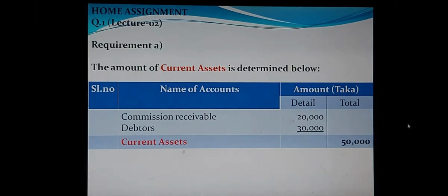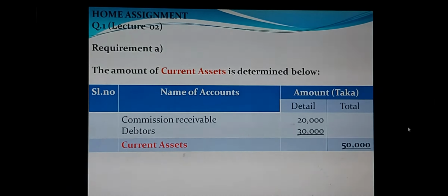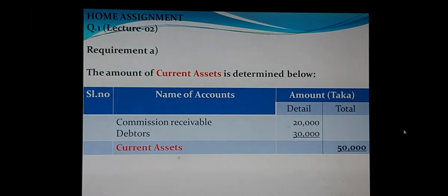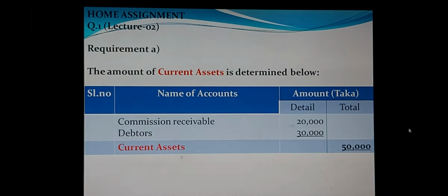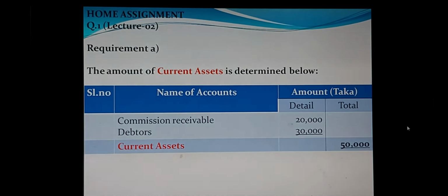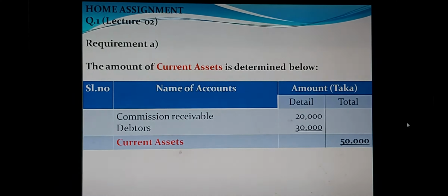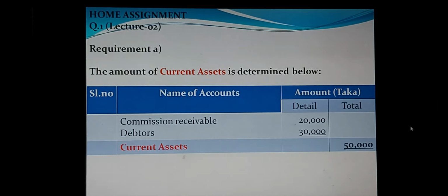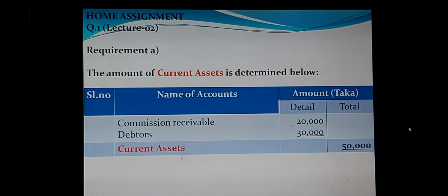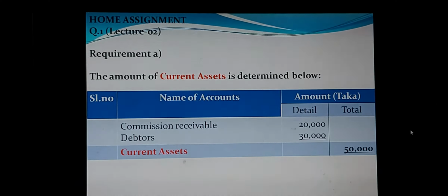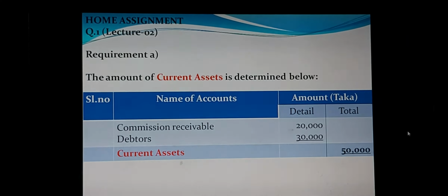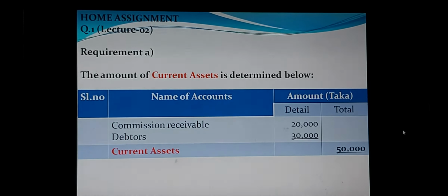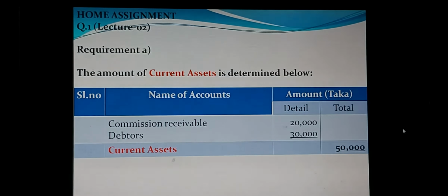Question 1, which was given in lecture number 2. Requirement A. Determine the amount of current assets. From this creative question or STEM, we have to determine the amount of current assets. In this STEM, 2 current assets are available in this business.